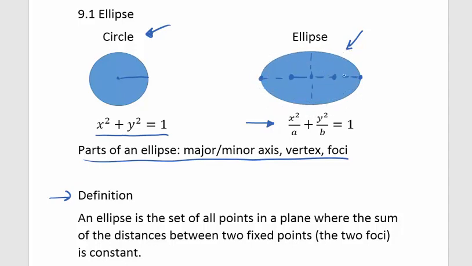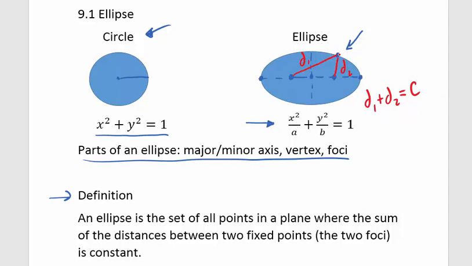The sum of the distances, so let's see what that looks like. Let's get a different color pen here. So if I take a point on the edge of the ellipse, then the distance from here to here, let's call that d sub 1. And then the distance from here to here, we'll call that d sub 2. So if I take d sub 1 plus d sub 2, it's always equal to some constant value, no matter where I am on the ellipse.